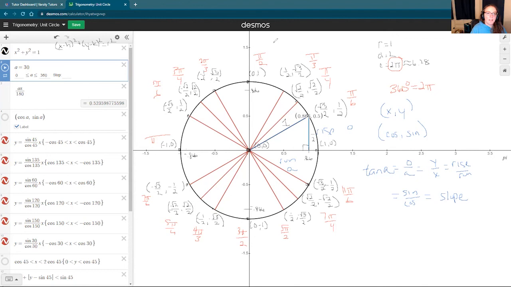This is called quadrant 1. This is called quadrant 2. This is called quadrant 3. And this is called quadrant 4. Quadrant 1 is positive, positive. This one is negative, positive. This one is negative, negative. And this one is positive, negative. Make sense? We're doing all the quadrants now.